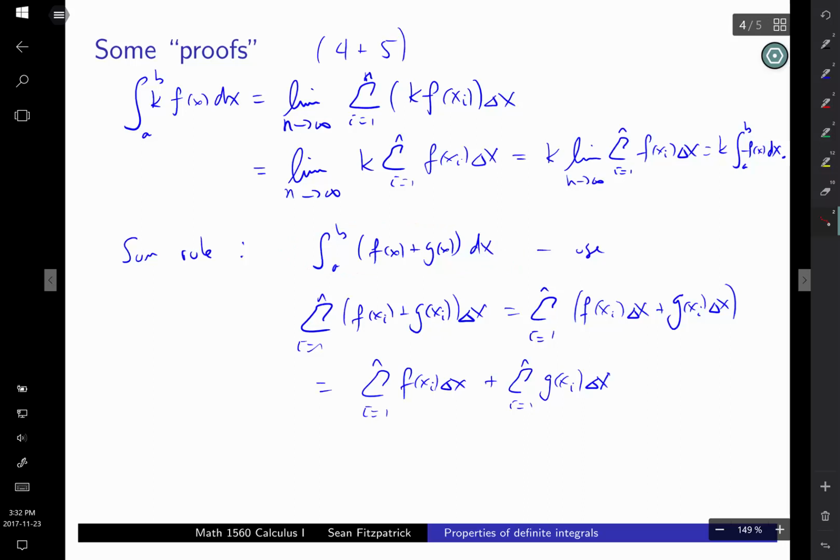Okay, so the limit of our original sum as n goes to infinity gives me the integral of the sum. And if I take the limit down here, well, we know that the limit of a sum is the sum of the limits, and the limit of this gives me the integral of f. The limit of that one gives me the integral of g, right? So basically, some of these algebraic properties for integrals are just inherited from corresponding properties for sums.